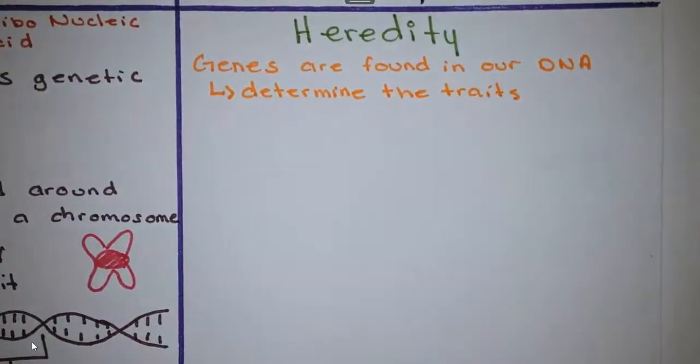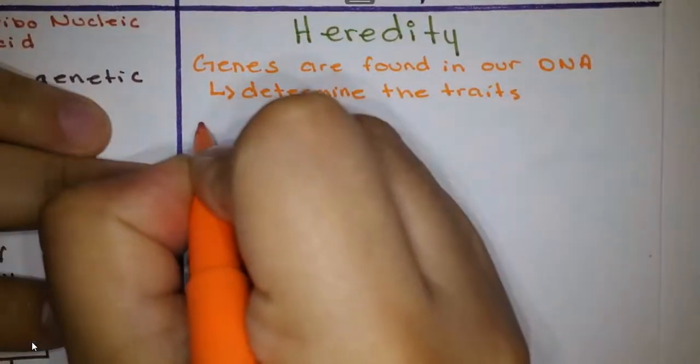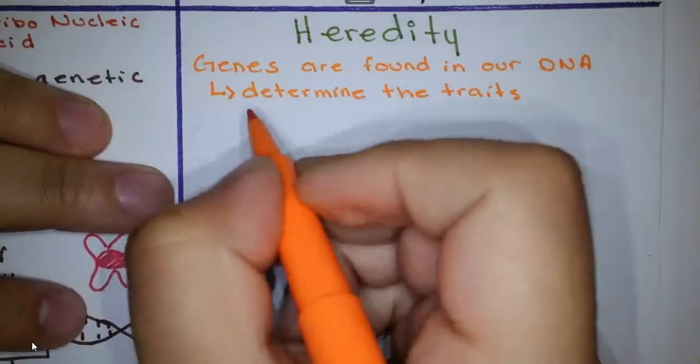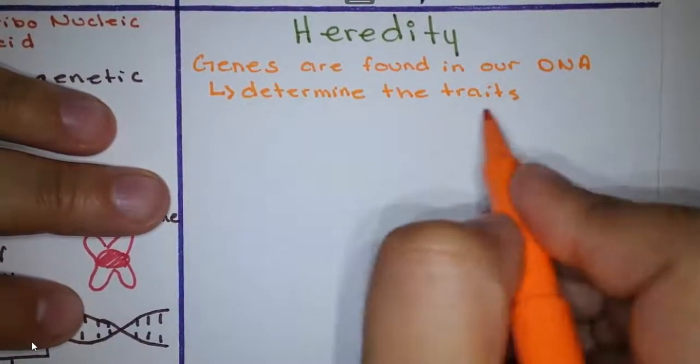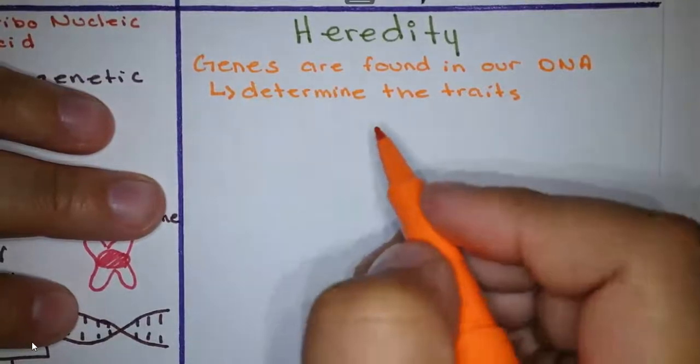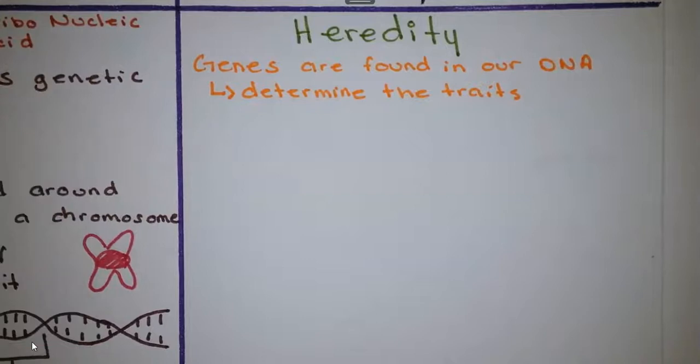And we're more familiar with physical traits, so things that we can see like eye color, hair color, and so on and so forth. Now, physical traits are things that we can see. But where are we getting these genes from, or who are we getting them from?